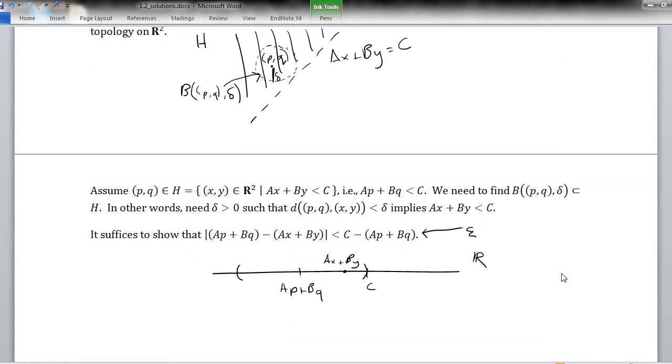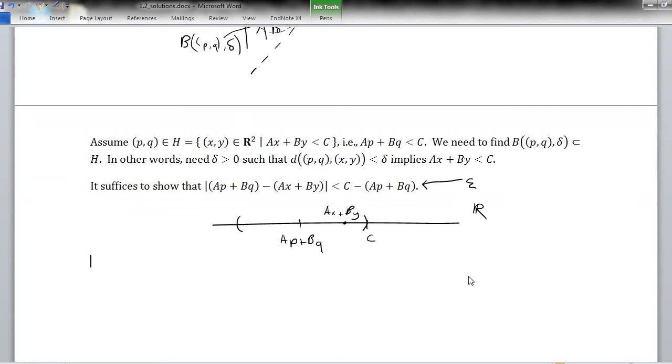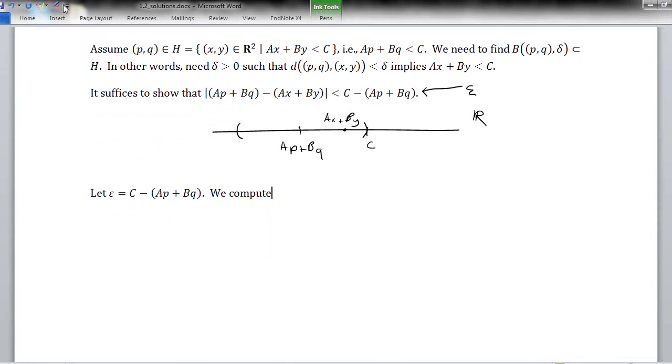Okay. So we will let, as I just wrote up there, but let's make it official, epsilon equals C minus AP plus BQ. Okay. All right, well now let's do some computing. All right, so we're aiming for this, remember, so let's see how to get there.